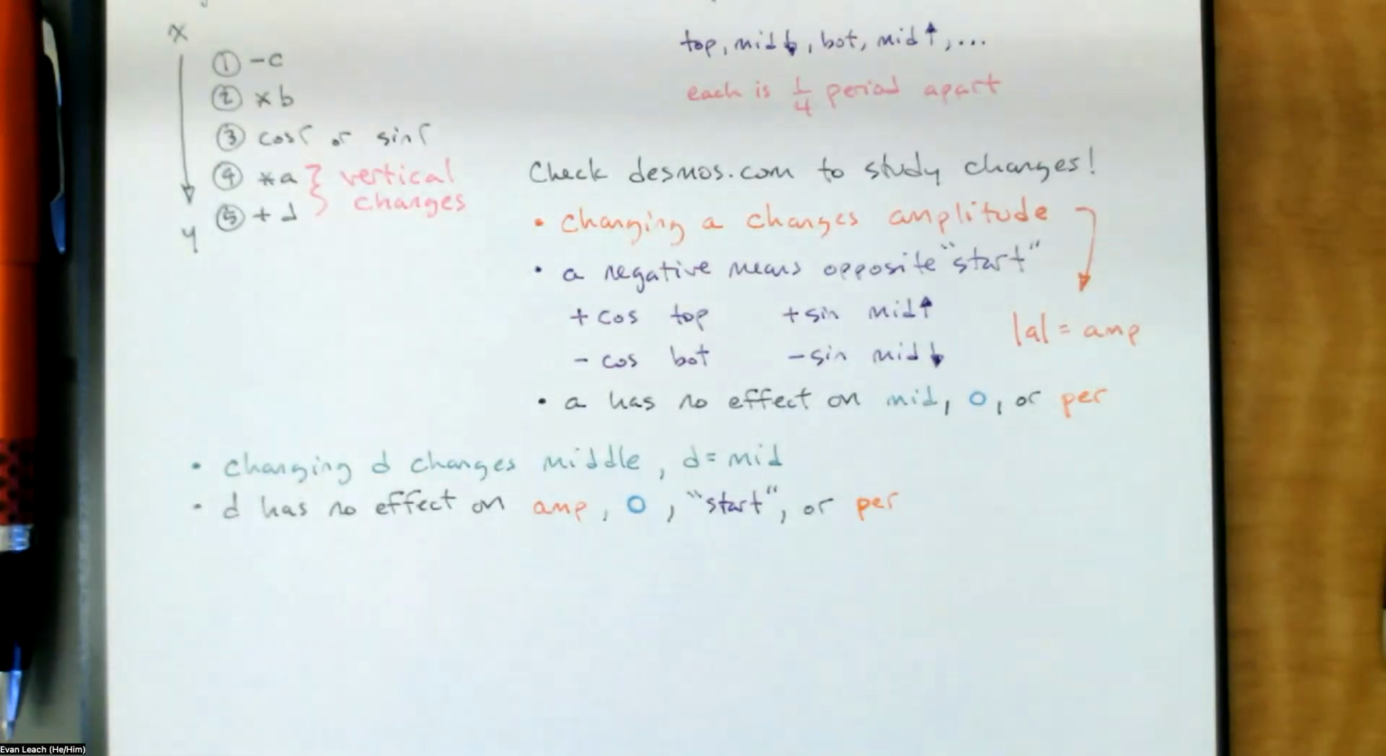Let's take a break, come back and examine the horizontal changes that will happen with multiplying by B and subtracting C.